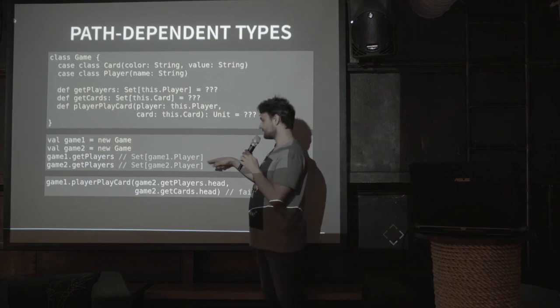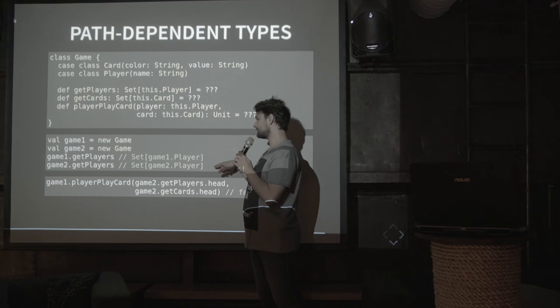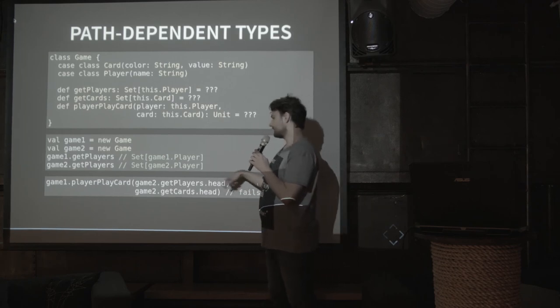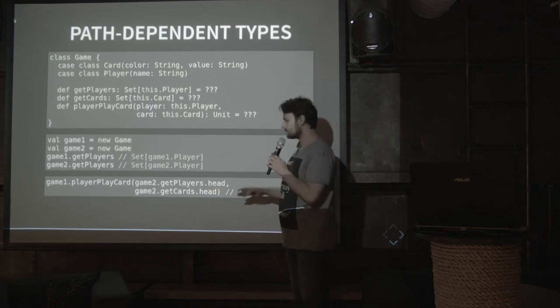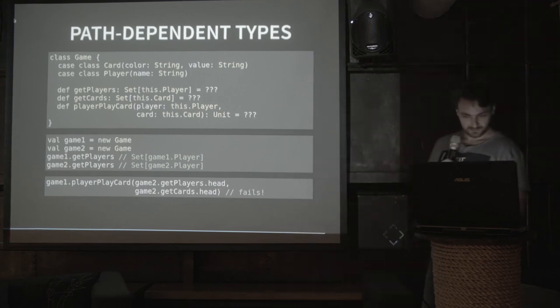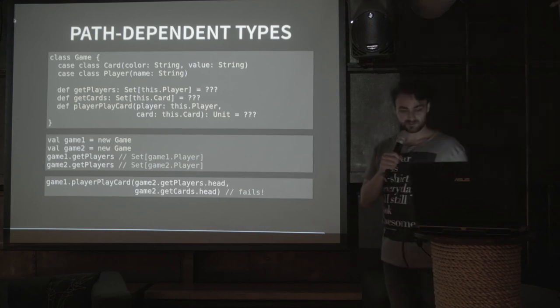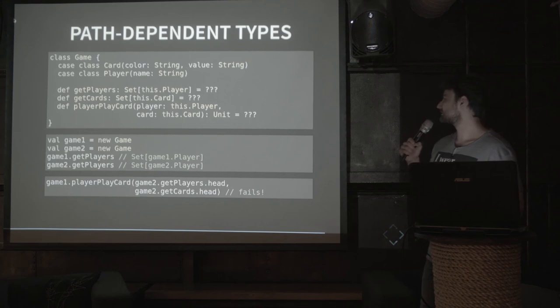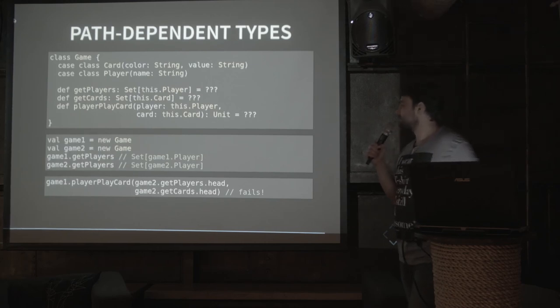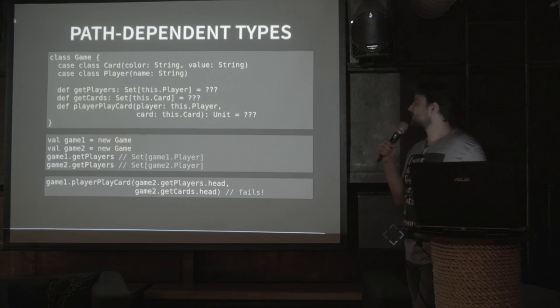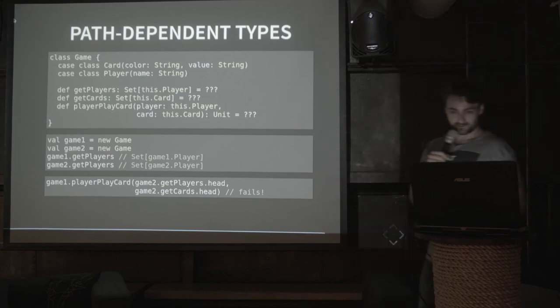So here we would have a set of players from game one, here we would have a set of players from game two, and if we tried to use players from one game to play the game in the other game, the compiler would fail. Techniques similar to this are quite often used in Slick or in compiler macros, where it gives you a headache. But it's good to know about this mechanism because they are only improving it in Dotty. Path-dependent types will be even more powerful than they are right now. So they have some hopes about it.